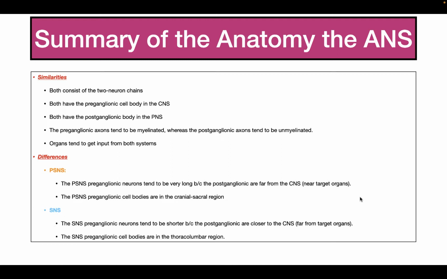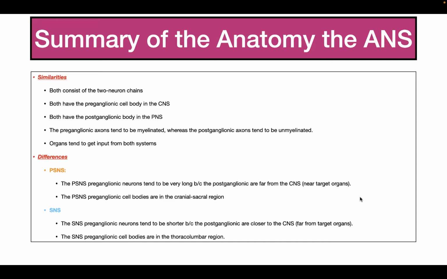So what are some of the differences? In the parasympathetic nervous system, the preganglionic neurons tend to be very long. This is because the postganglionic neurons are far away from the CNS, usually near the target organs. The parasympathetic preganglionic cell bodies are in the craniosacral region. In the sympathetic nervous system, the preganglionic neurons tend to be shorter. This is because the postganglionic neurons are closer to the CNS, or farther from the target organs. And the sympathetic preganglionic cell bodies are housed in the thoracolumbar region.